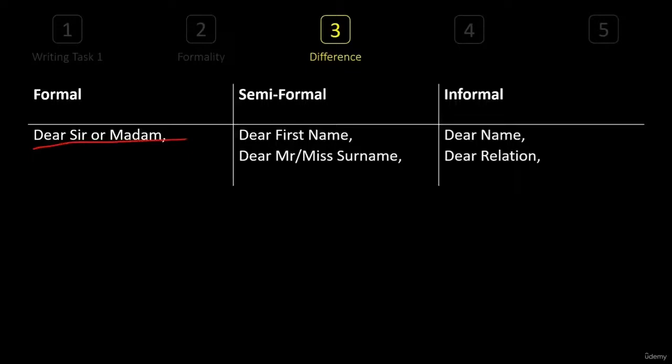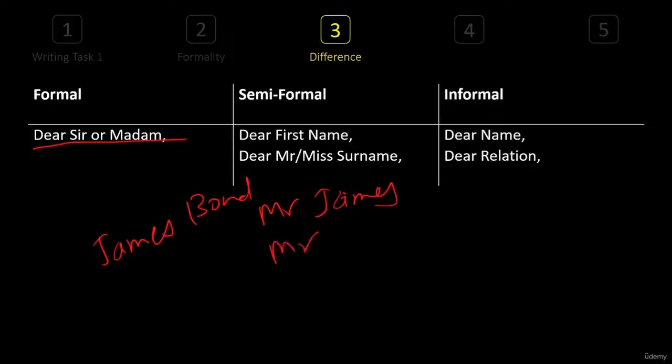In the second one, that is semi-formal, you say dear first name or dear Mr. or Miss surname. We make this mistake very often. Let's say my name is James Bond, which is not, by the way. So what I generally say is Mr. James, as a student, which is incorrect. You should always say Mr. Bond. Secondly, you see here you cannot put a dot according to UK English. They try to ignore it. American English says that, yeah, Mr. and dot is fine.